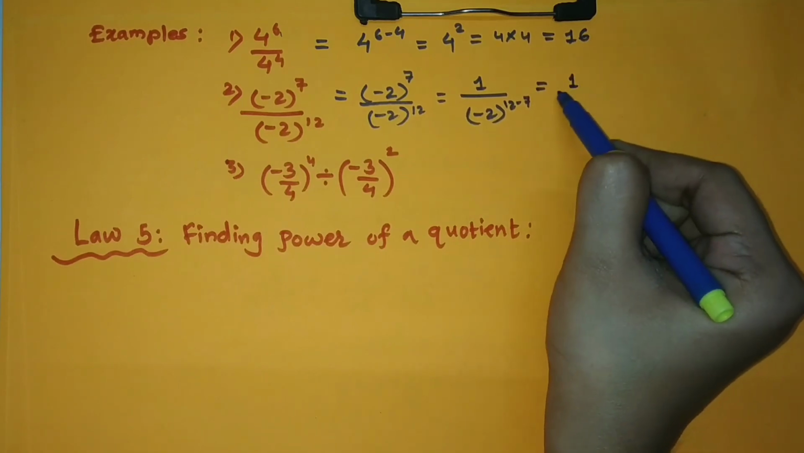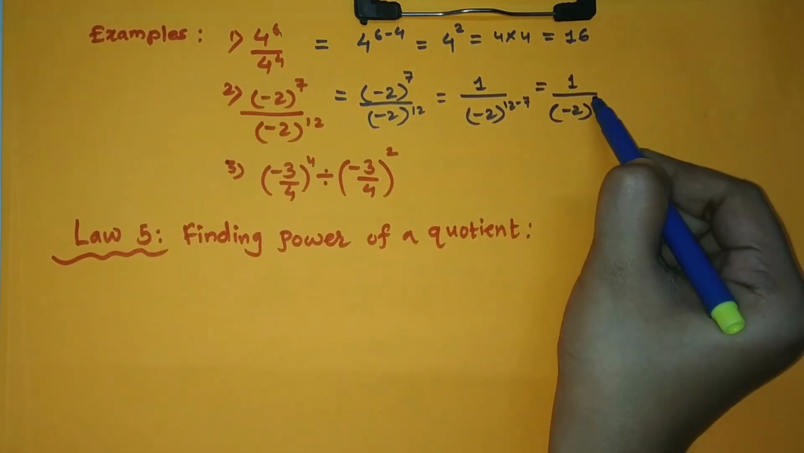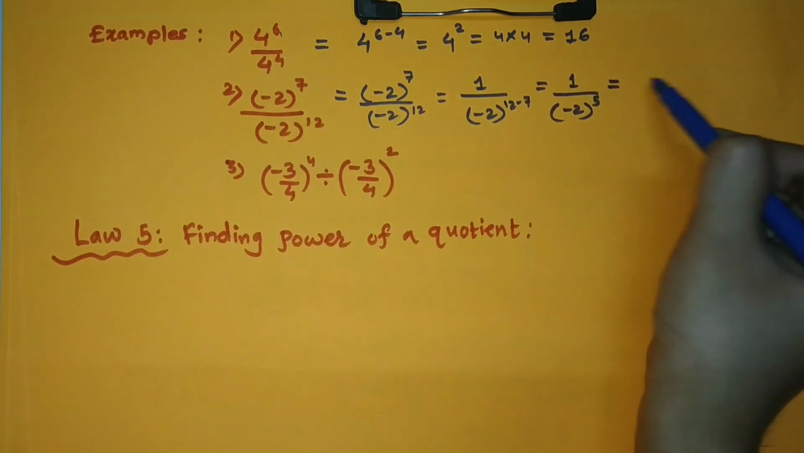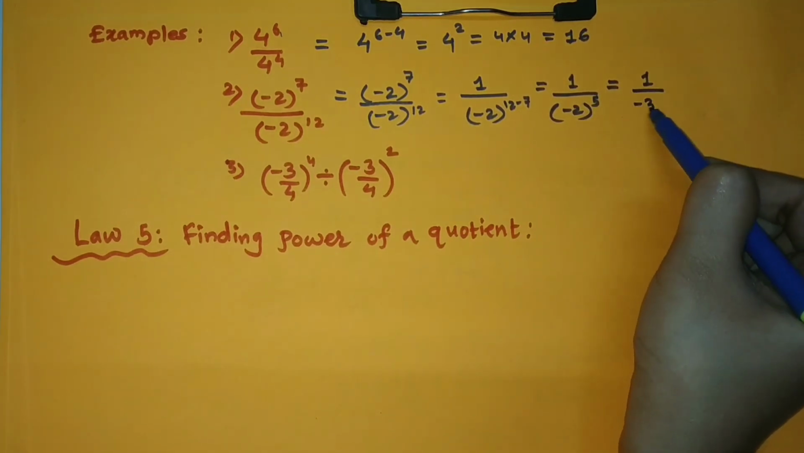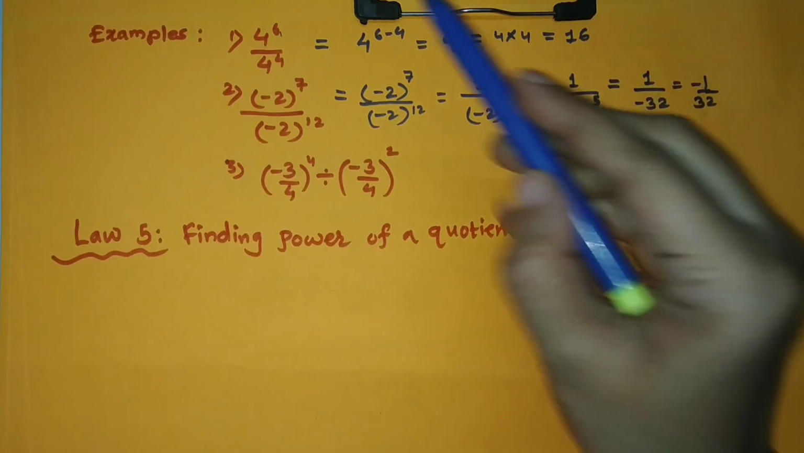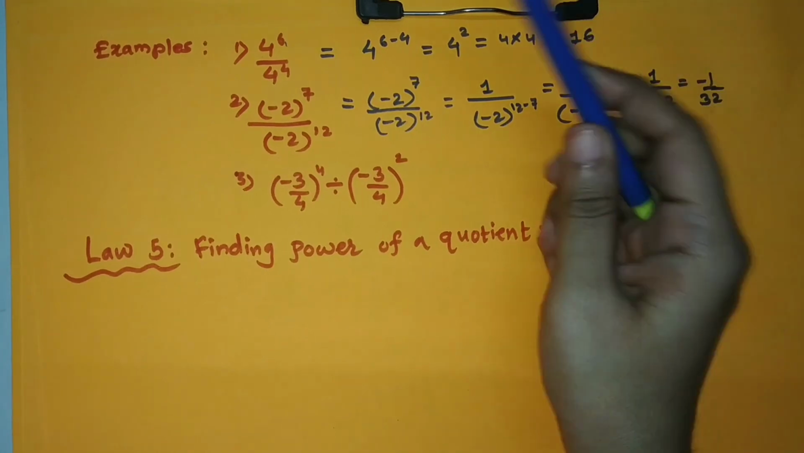So here 1 upon will go for minus 2 to the power 5. And minus 2 to the power 5 is what? 1 upon minus 32. That is minus 1 by 32. This is the answer.